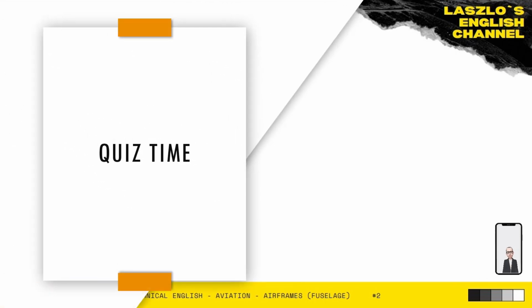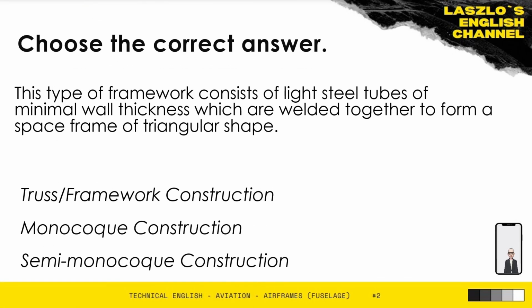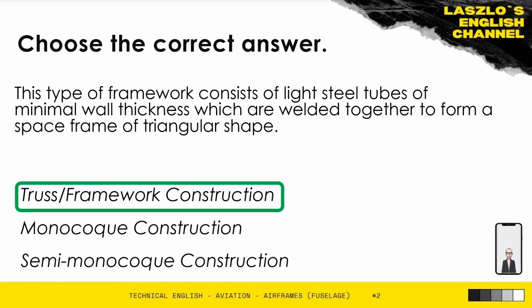Now, a very quick quiz, 5 questions only. Choose the correct answer. This type of framework consists of light steel tubes of minimal wall thickness which are welded together to form a space frame of triangular shape. Is it truss or framework construction, monocoque or semi-monocoque construction? Which one is it? 3, 2, 1. Hopefully you are all shouting truss or framework construction at your screens now. And that is of course the correct answer.